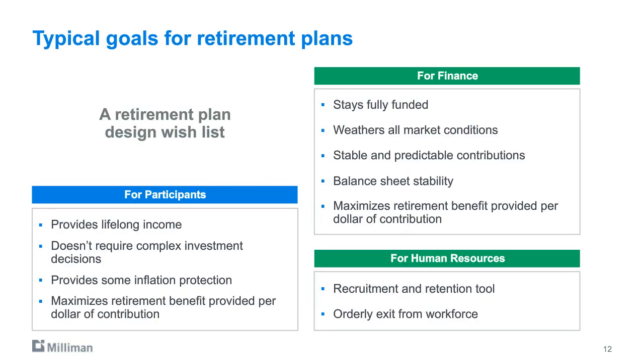In times like this, when plans aren't necessarily living up to our expectations, I think it's a good reminder to think about why we have these plans in the first place. If you look in the lower right of this slide, you'll remind yourself why you sponsor a plan. In large part, you need to have a retirement plan as a recruitment and retention tool. You've got to attract and retain top talent. And then ultimately, once someone's career is complete, you want them to have an orderly exit from the workforce.